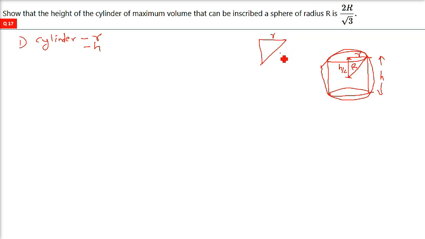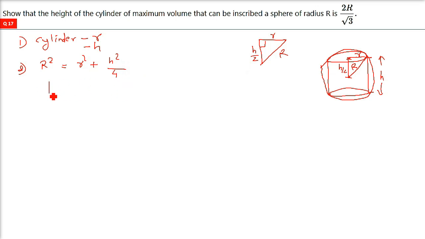This is a right angle triangle. We have h/2 as the base, the altitude, and R as the hypotenuse. From here we can apply the Pythagoras theorem, which gives us that the hypotenuse square is equal to the base square plus the height square, or the altitude square. Here we have R square equals small r square plus h square by 4.